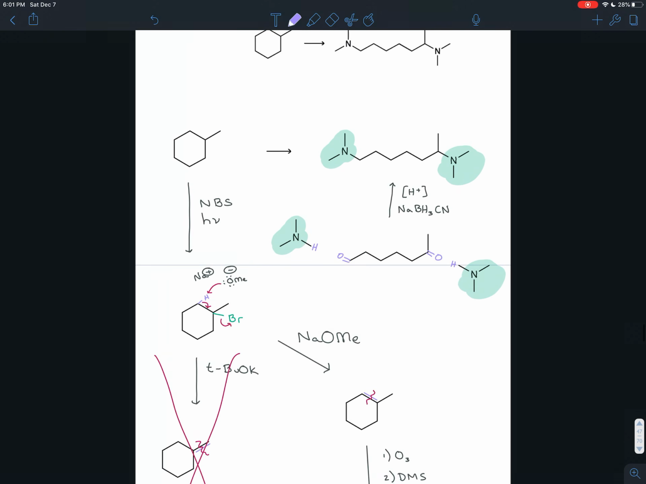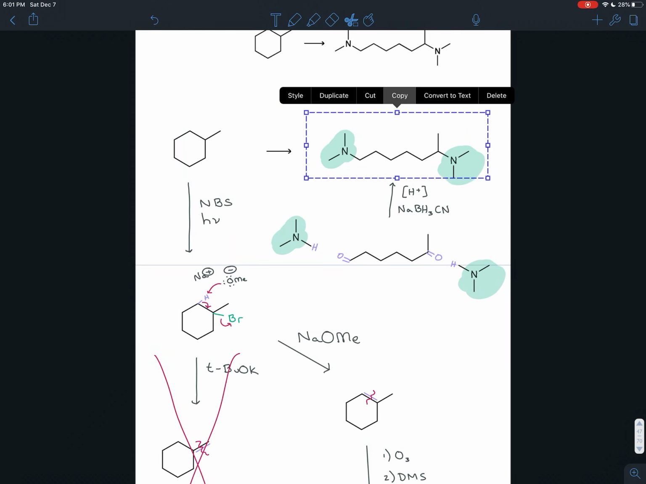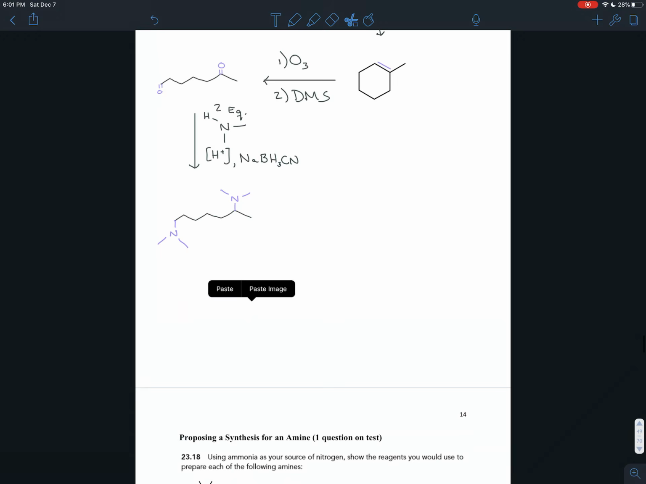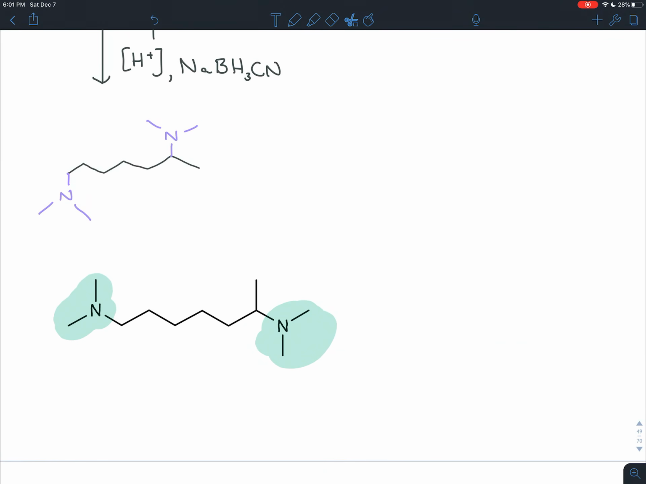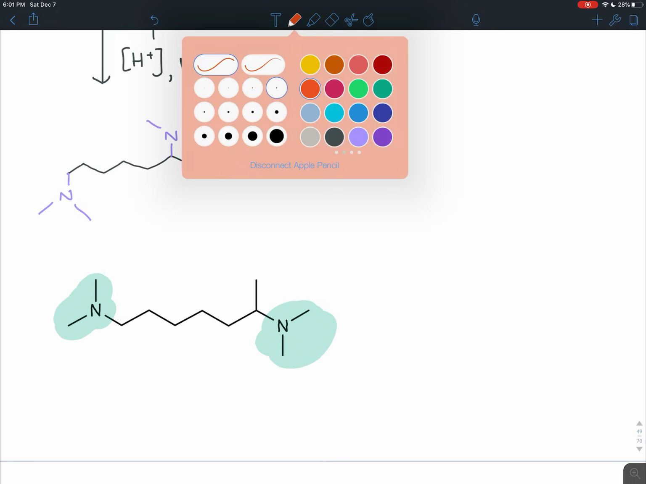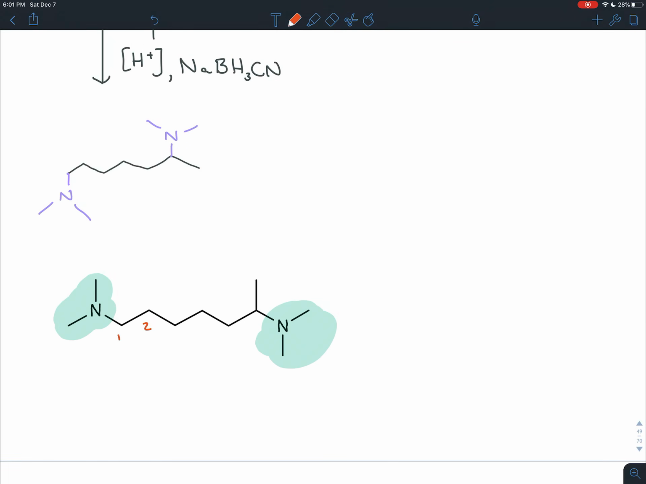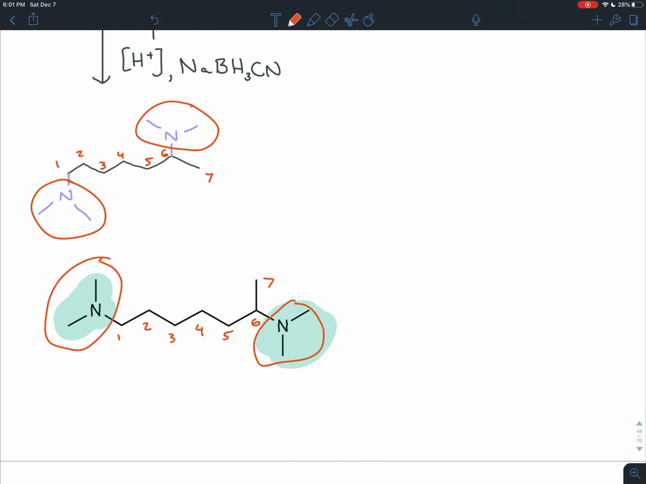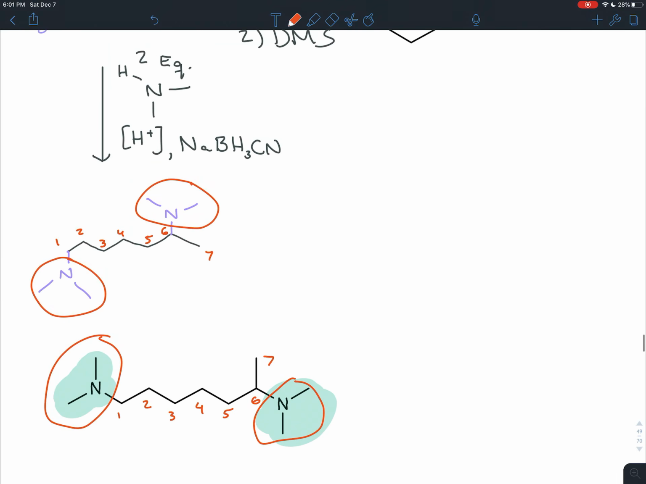So if we go back up here and look at it, that is the same molecule as this one here. Now, it looks a little bit different because the single bonds can rotate, but you'll see that if we number these, 1, 2, 3, 4, 5, 6, 7, 1, 2, 3, 4, 5, 6, 7. We have 7 carbons long. On carbon number 1, we have this nitrogen with two methyl groups. And on carbon number 6, we have this nitrogen with two methyl groups. And so you could see that these molecules are the same.